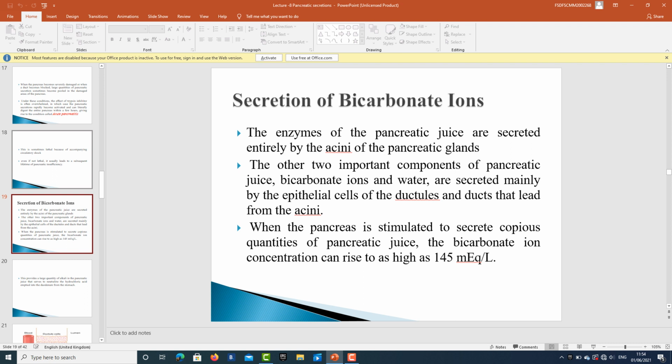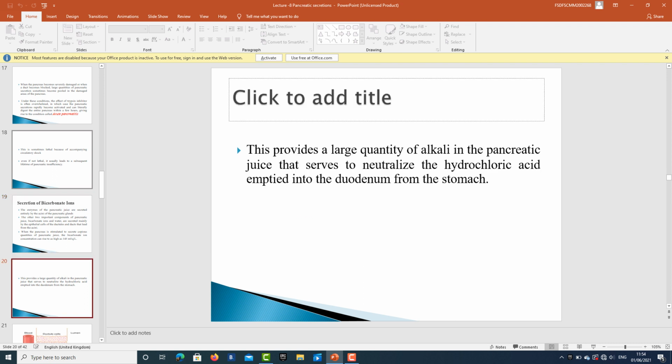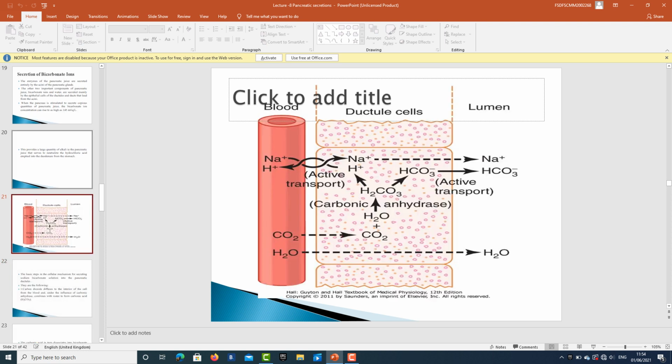When the pancreas is stimulated to secrete copious quantities of pancreatic juice, the bicarbonate ion concentration can rise as high as 145 milliequivalents per liter. This provides a large quantity of alkali in the pancreatic juice that serves to neutralize the hydrochloric acid emptied into the duodenum from the stomach. See how the formation of bicarbonate occurs and how it is being delivered into the lumen.